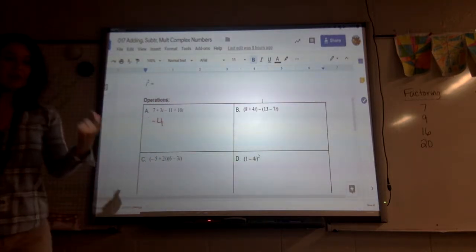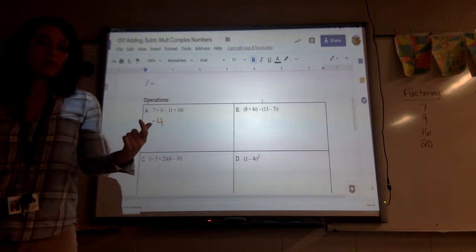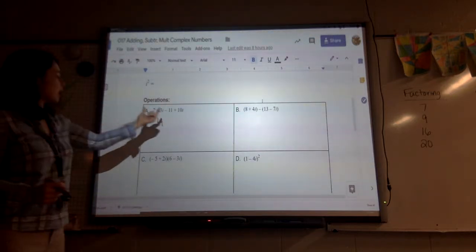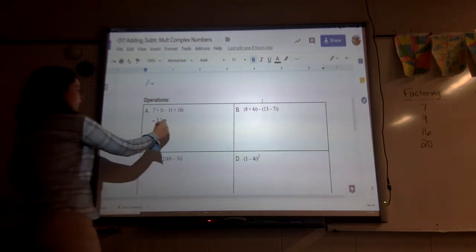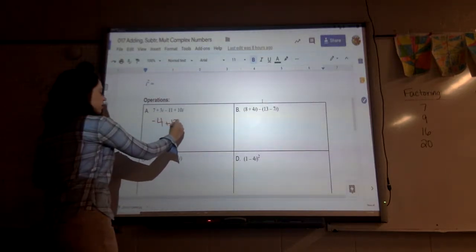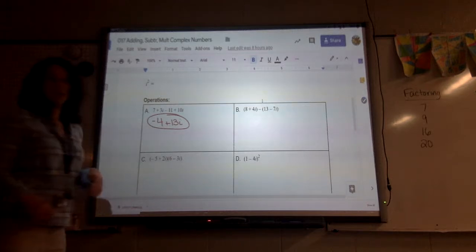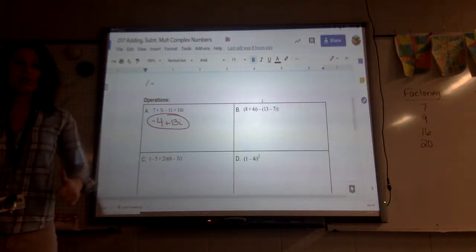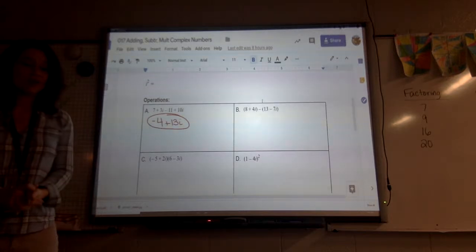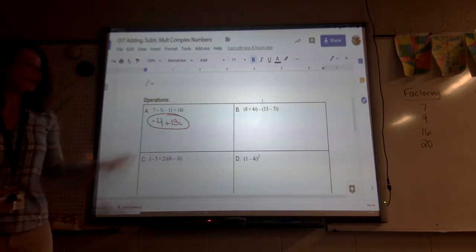Then I do exactly the same thing with the imaginary numbers. I have a 3i and a positive 10i. If I put those together, that gives me a positive 13i. And I'm done. There's nothing else to do. I know that looks really simple, and it is, because it's not complex. That's your answer.